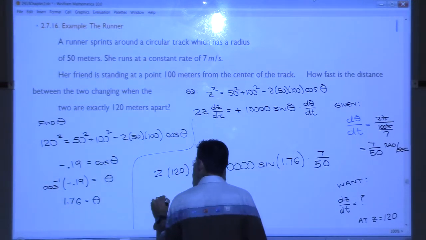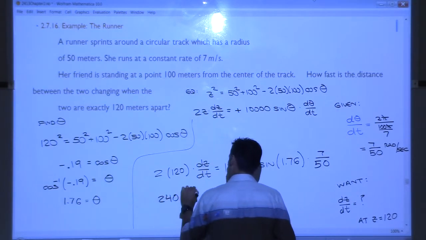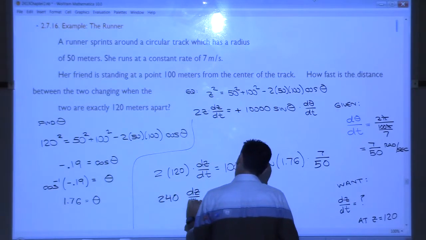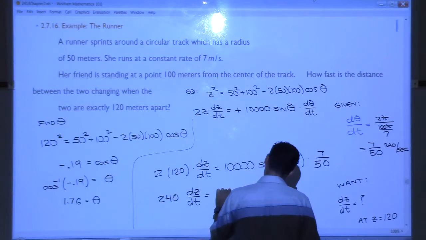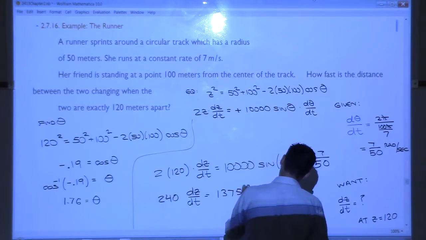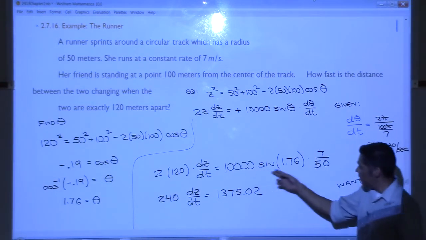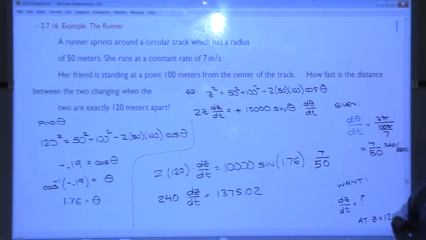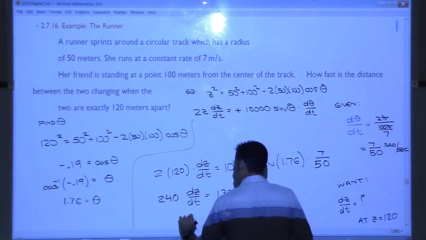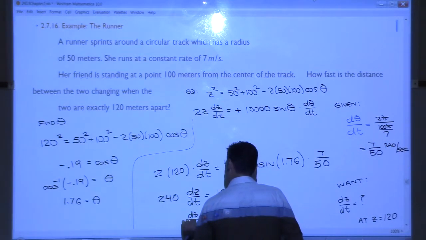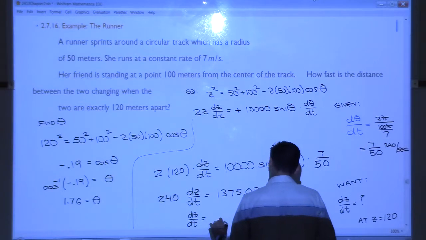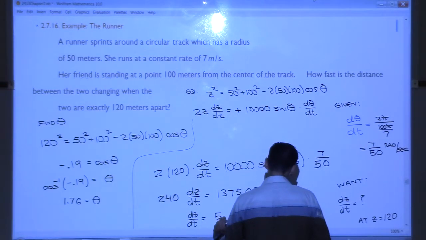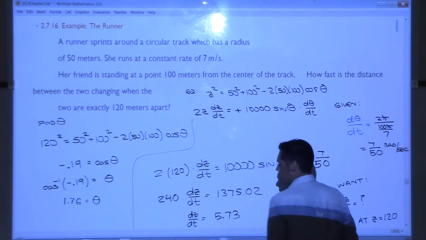So initially, here's what I got before I divided by 240. I got 1375.02 about. Anyone else get that over here? Yep. Okay, now divide that by 240. dz dt is approximately 5.73.